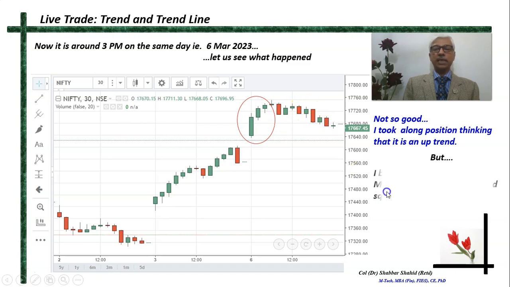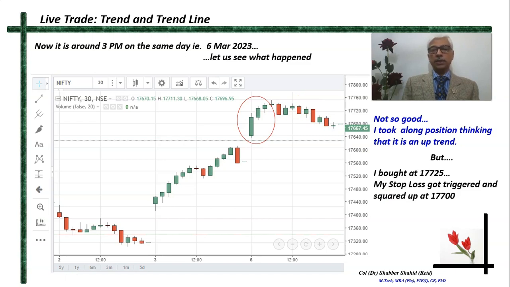So obviously, my stop loss would have got triggered and I am in a small loss. I bought at 17,725, somewhere around here, and I had placed a stop loss at 17,700. So I am down by 25 points, but 50 is the lot size of Nifty. So I'm down by 1,250 rupees.